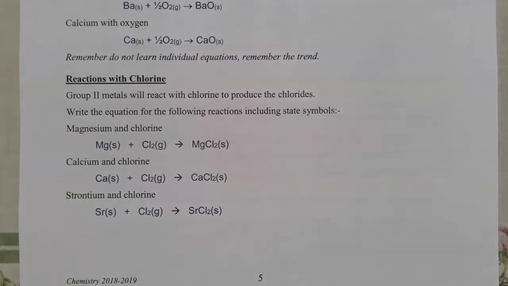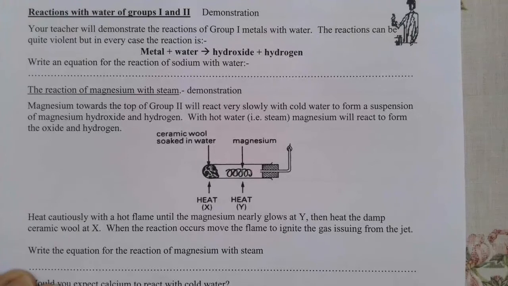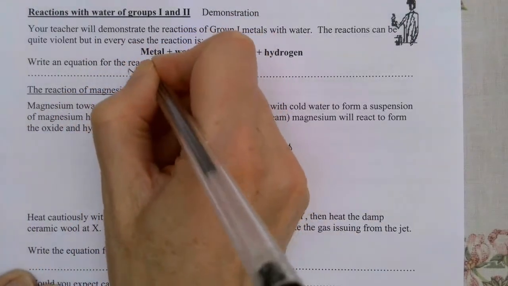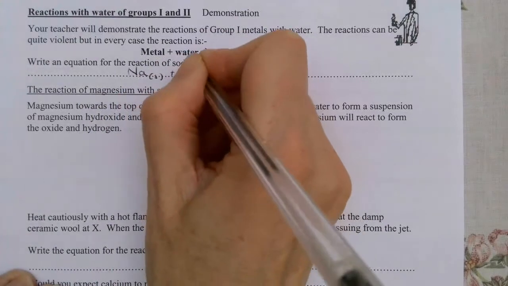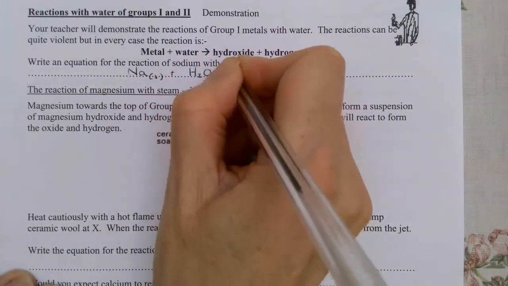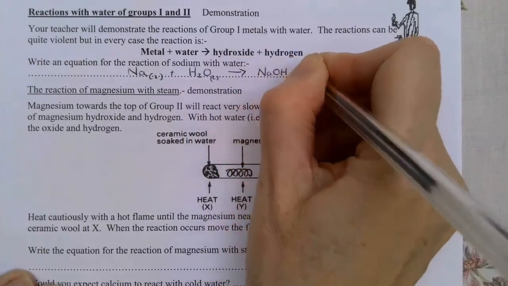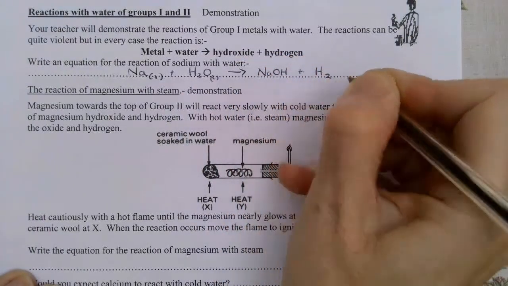In the same way, they all react with chlorine gas to make the chloride. So magnesium reacts with chlorine to make magnesium chloride. They react with water, or at least the reactive metals react with water to produce the hydroxide and hydrogen. So we take sodium as our example. It reacts quite vigorously with water to make sodium hydroxide and hydrogen gas.